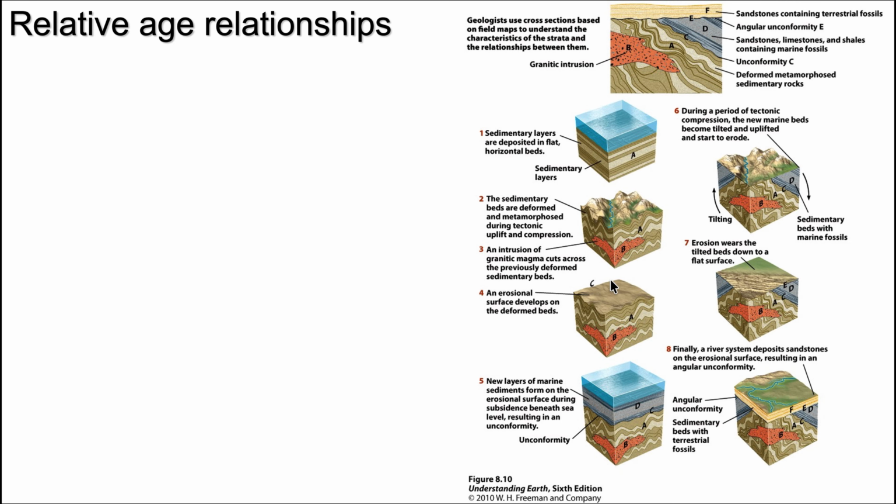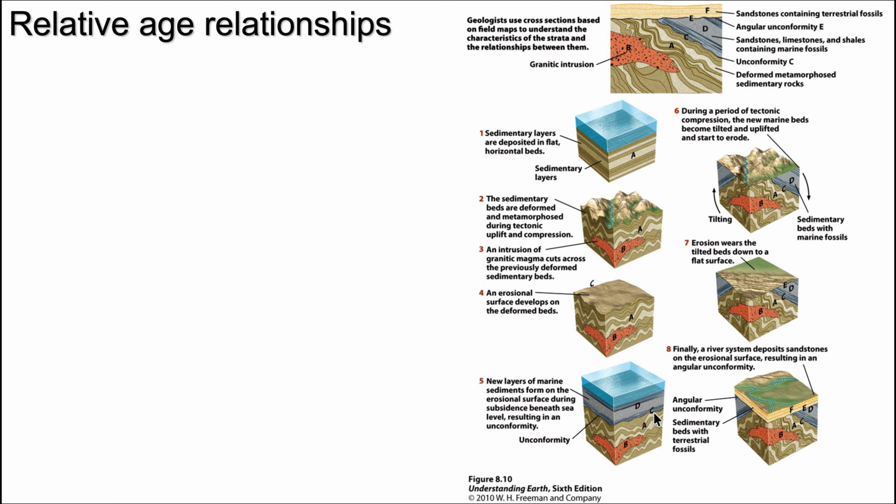Now let's look at a complicated yet fairly common sequence of events. We're going to use the cross-sections based on field maps to understand the characteristics of the strata and the relationships between them. We have a previously horizontal sequence of sedimentary rocks that have been deformed and metamorphosed. We have an unconformity.